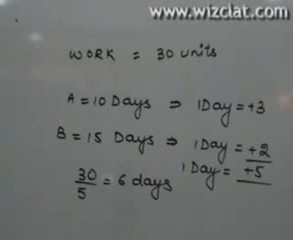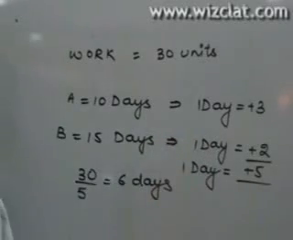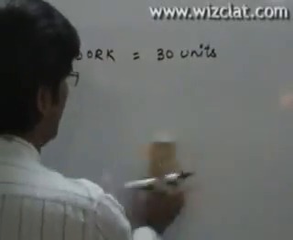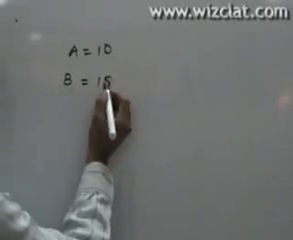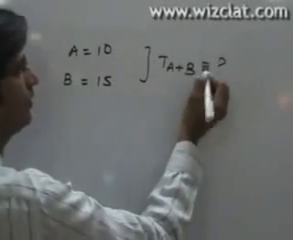Now which method to apply depends entirely upon the type of question asked and the comfort level we have with the methods. But this is one method which can be applied in different situations also. So in this particular case, A can do a piece of work in 10 days was given to us, B can do the same piece of work in 15 days was given to us, and we were asked to find out the total time taken by them together to do the work.